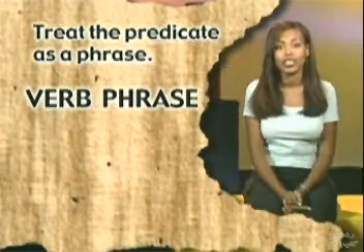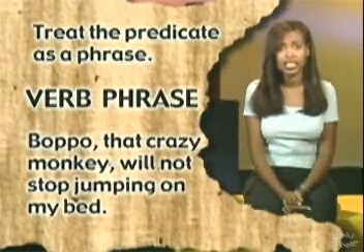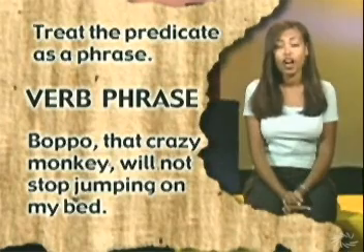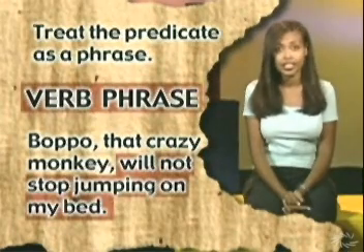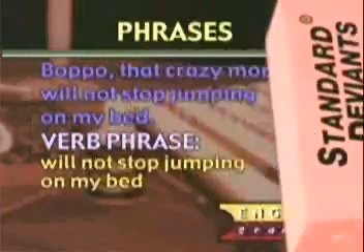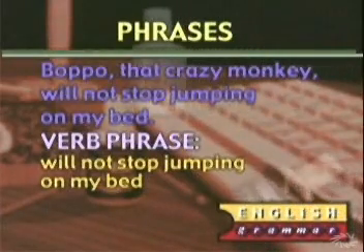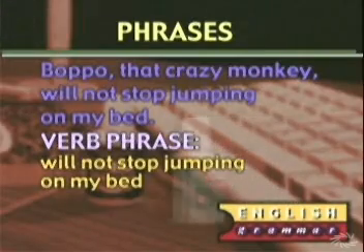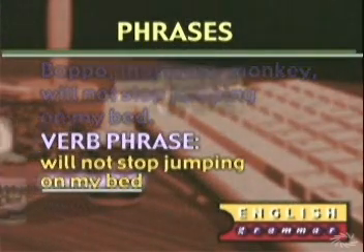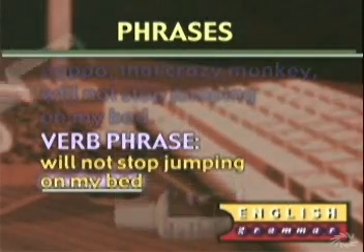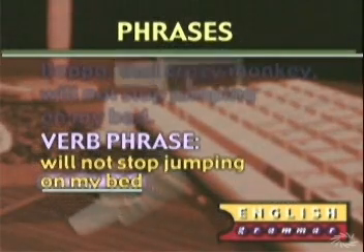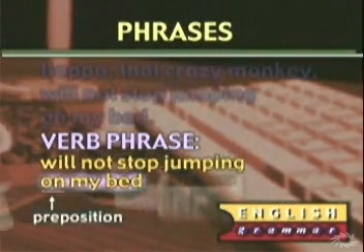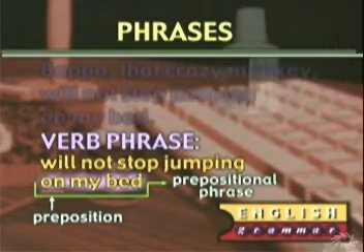We can also treat the predicate itself as a phrase, which we would call a verb phrase. As you've probably already guessed, in "Boppo, that crazy monkey, will not stop jumping on my bed," our verb phrase will be "will not stop jumping on my bed." Sometimes we will even find phrases within other phrases. In the verb phrase, will not stop jumping on my bed, we can identify the smaller phrase, on my bed. Since this phrase is centered around the word on, which is a preposition, we call this a prepositional phrase.